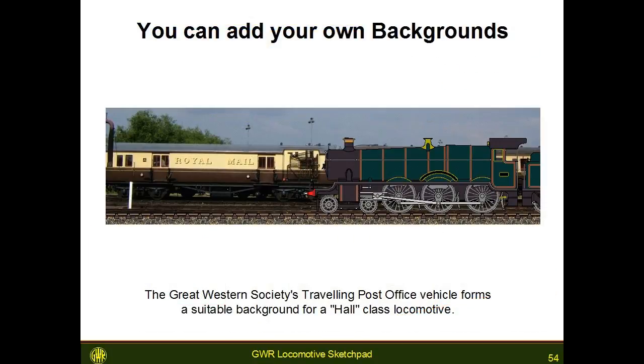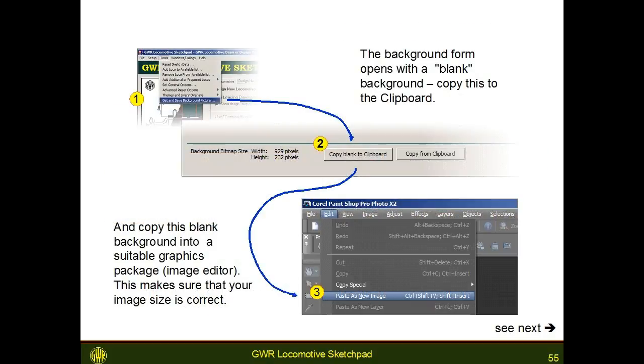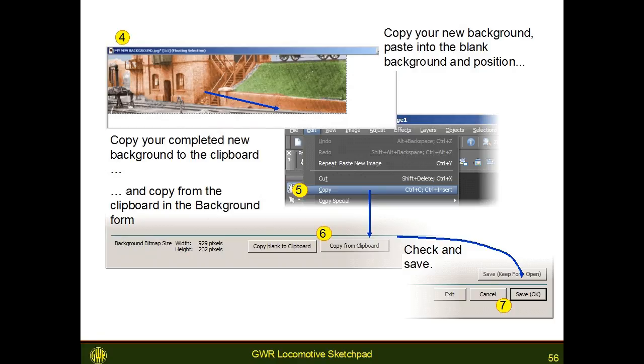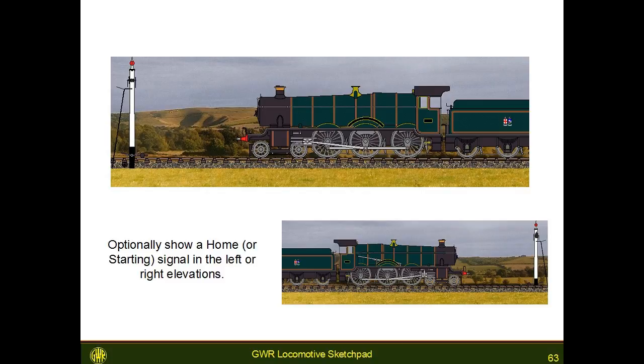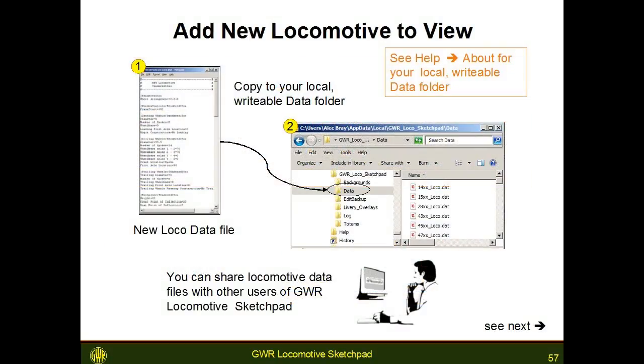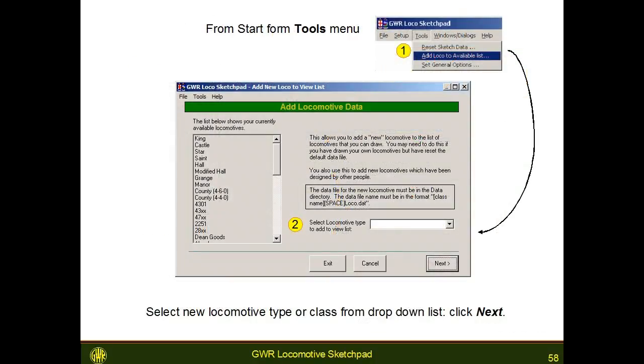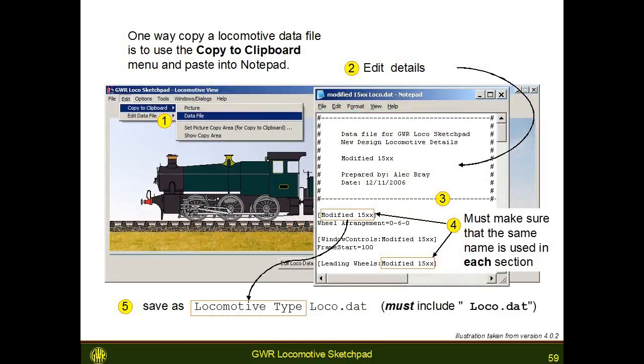You can add backgrounds to your locomotive picture. The simplest way is to copy the correctly sized blank to a suitable graphics package and then copy back into the Sketchpad. You can optionally show a home signal. You can easily share your new locomotive with other Sketchpad users. The data is a simple text file. Copy the data file into your data area and add the locomotive to your list.